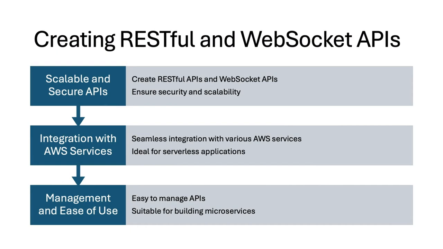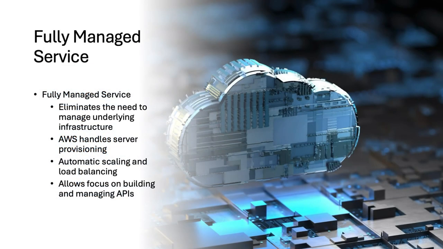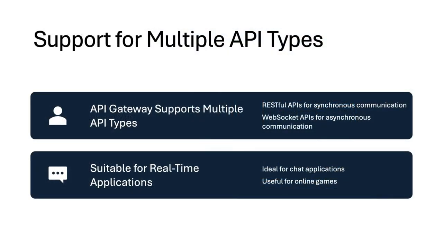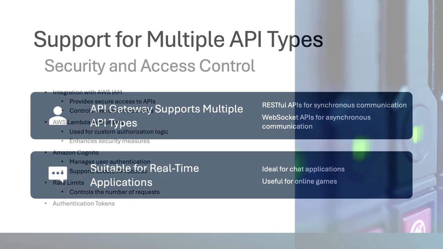AWS API Gateway allows you to create scalable and secure RESTful and WebSocket APIs. It integrates seamlessly with AWS services, making it ideal for serverless applications and microservices. Additionally, it offers easy management of APIs. API Gateway offers a fully managed service, eliminating the need to manage underlying infrastructure. AWS handles server provisioning, scaling, and load balancing, allowing you to focus on building and managing your APIs. API Gateway supports both RESTful and WebSocket APIs, making it suitable for real-time applications like chat apps and online games.